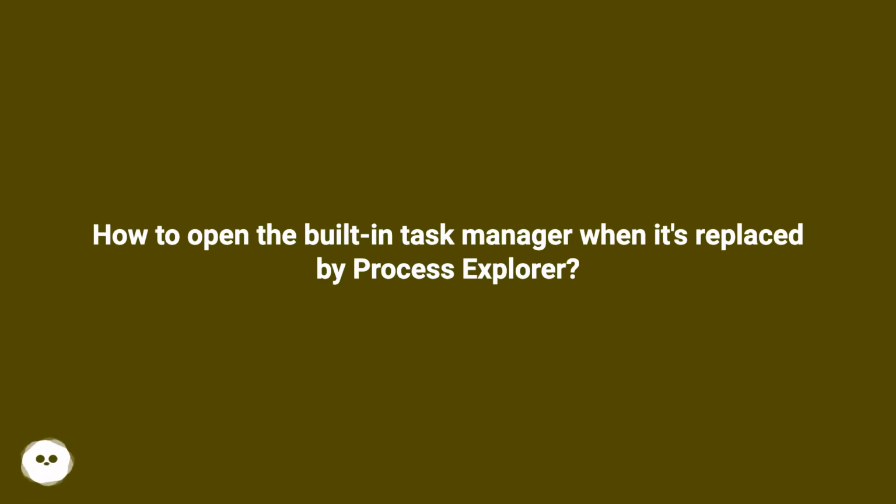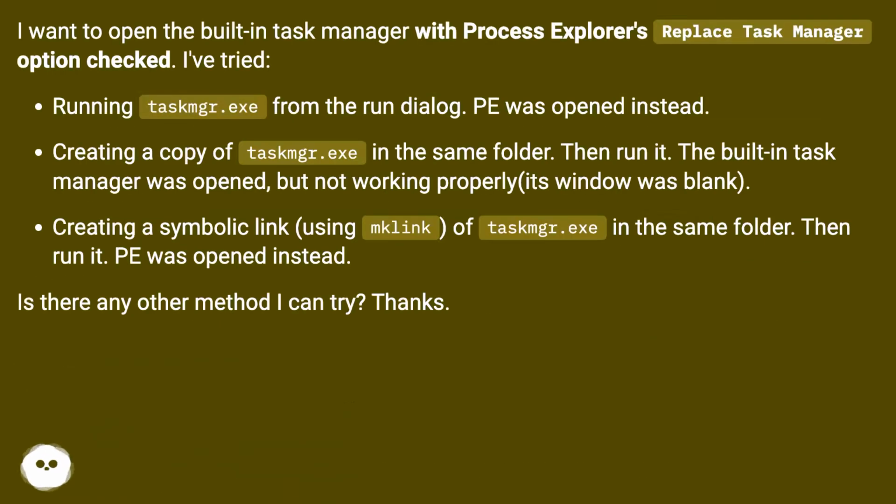How to open the built-in Task Manager when it's replaced by Process Explorer. I want to open the built-in Task Manager with Process Explorer's Replace Task Manager option checked. I've tried running taskmanager.exe from the Run dialog. PE was opened instead. Creating a copy of taskmanager.exe in the same folder.